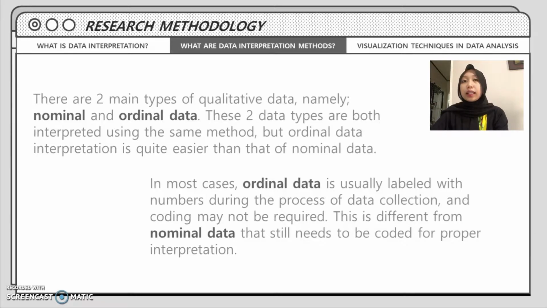These two data types are both interpreted using the same method, but ordinal data interpretation is quite easier than that of nominal data. In most cases, ordinal data is usually labeled with numbers during the process of data collection, and coding may not be required. This is different from nominal data that still needs to be coded for proper interpretation.